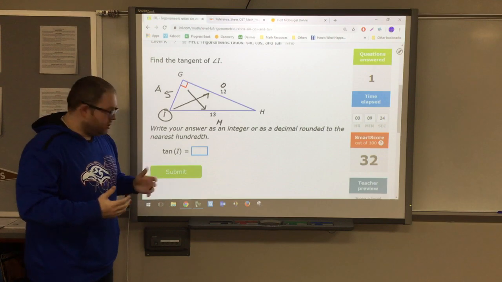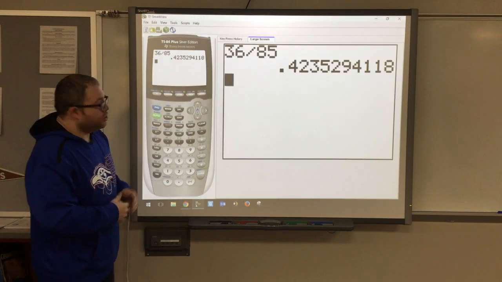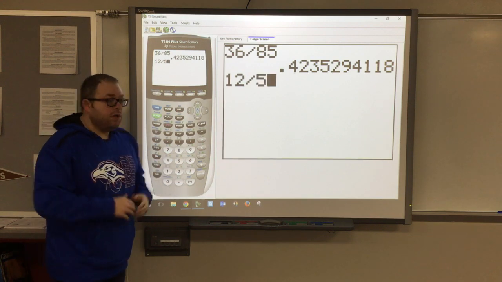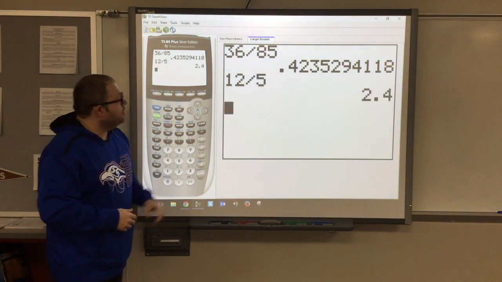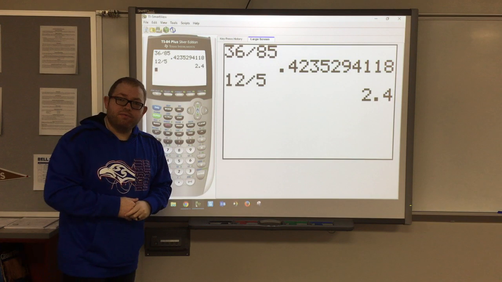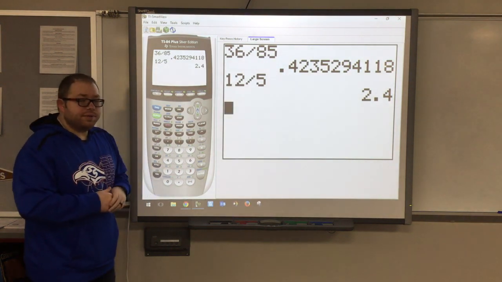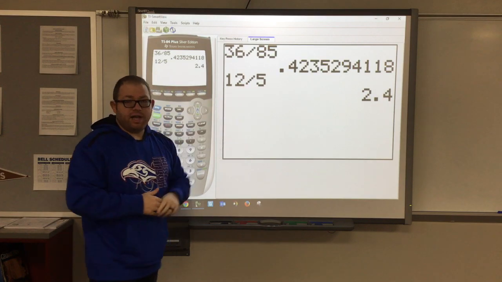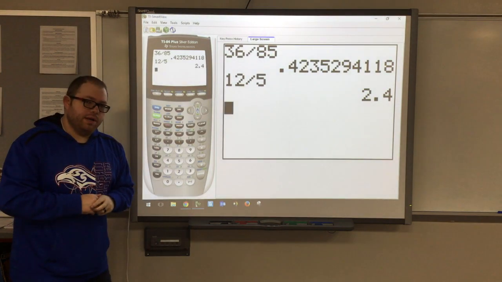So you have two options. You can either take 12 divided by 5 on your calculator and get yourself an answer of 2.4, or you can literally type in the answer box 12 divided by 5. Both of those will give you credit.